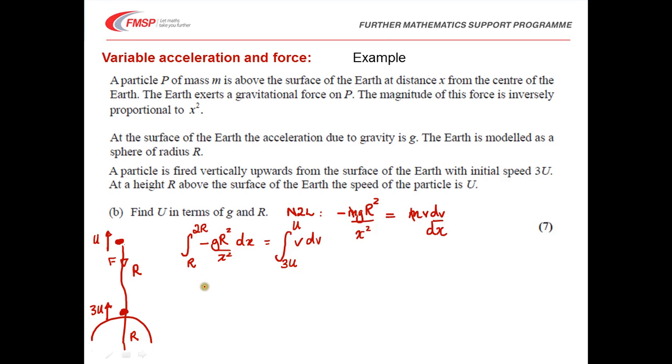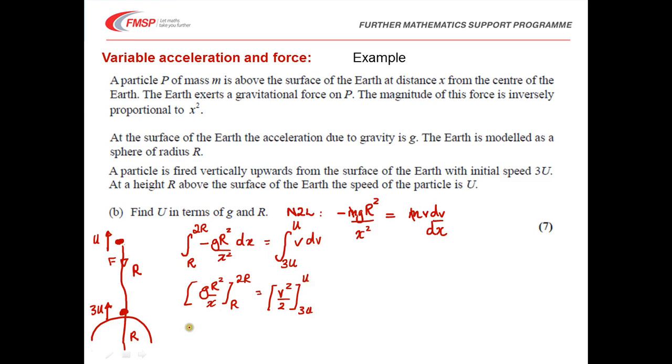The left hand side there is going to integrate with, this is minus x to the minus 2, and if we raise the power by 1 divided by the new power, we're going to end up with gr squared over x on the left hand side here between r and 2r, and on the right hand side with v squared over 2 between 3u and u.